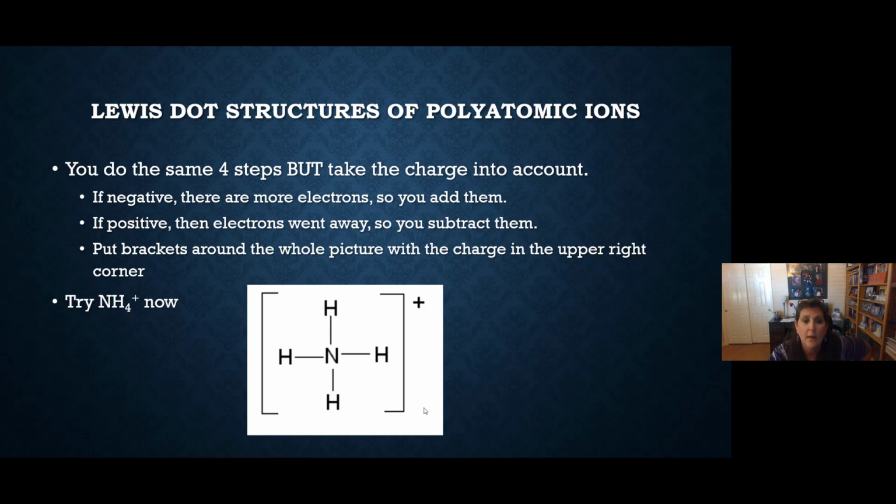Let's look. In our picture, we have no dots. We have 4 single bonds. They are 2 each, so 2, 4, 6, 8 electrons in the picture total. So that's a match, 8 and 8. So we're done. It was single bonds. It worked out. We put brackets around the polyatomic ion, and the +1 charge goes in the upper right corner. All right, that is the Lewis dot structure for a polyatomic ion NH4+.